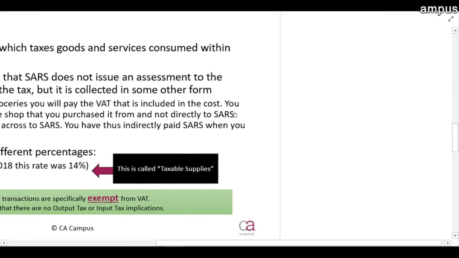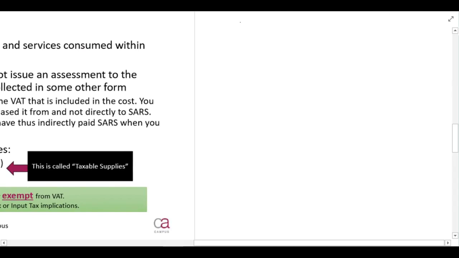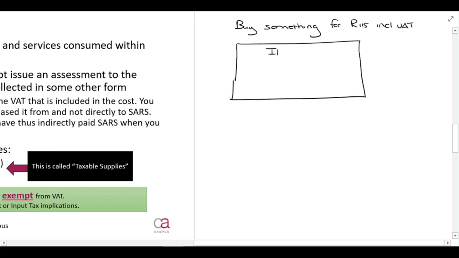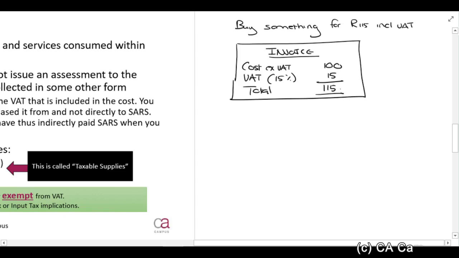Well, if I use a little simple example, let's say you go to the store and you buy something for 115 rands, including VAT. That means that you will get an invoice from the store that says the following. The selling price excluding VAT, let's just call it cost for now. Cost ex VAT is 100. It will tell you that the VAT on that is 15 rands, because VAT is currently being calculated at 15%, and that means that the total is 115. So you pay 115 rands.